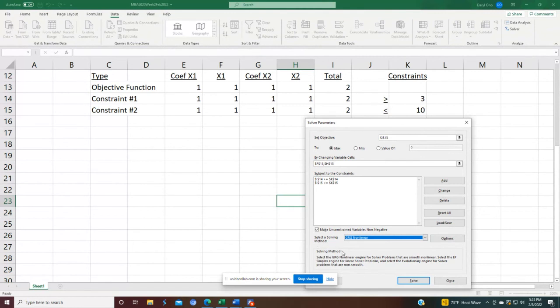So select a solving method. This is where you're going to choose when you're dealing with nonlinear programming. This is where you're going to choose GRG nonlinear or evolutionary. We won't have time to do evolutionary today, but it's just checking off the right dialog box. So this is what your dialog box should look like. Any questions? Okay, hit solve.